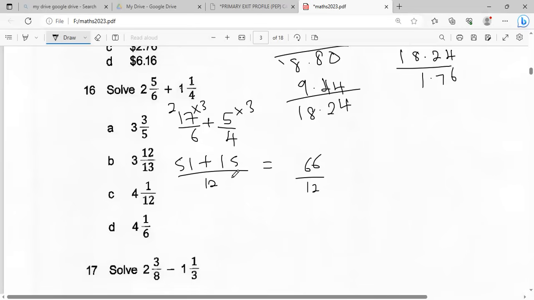Something go wrong, you know. Let me see what I've got. 2 6 12. 12 plus 5, 17 over 6. 6 into this 2.